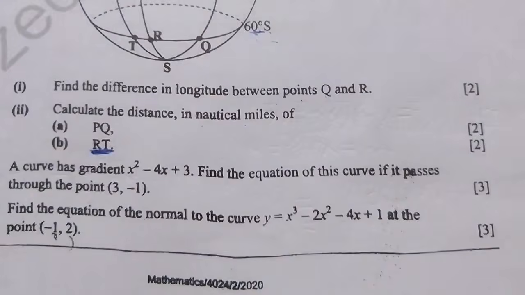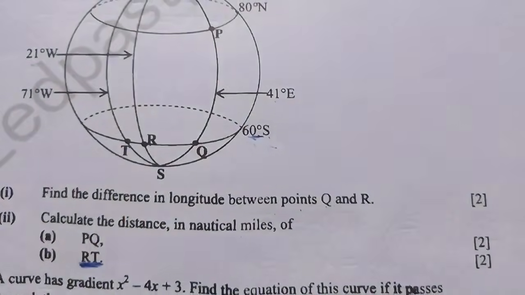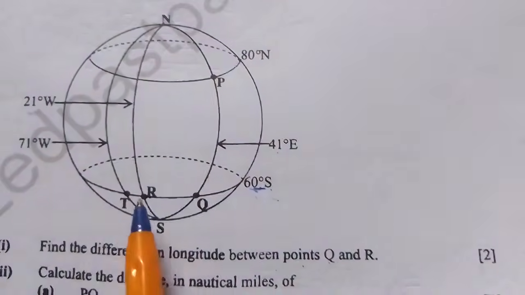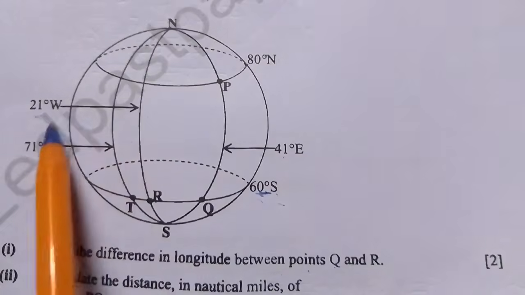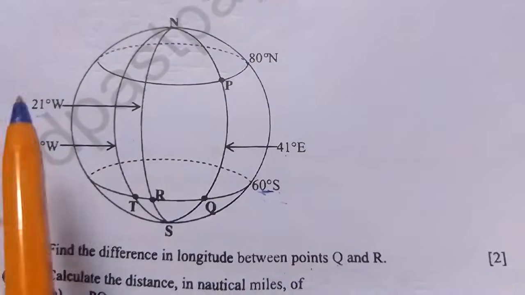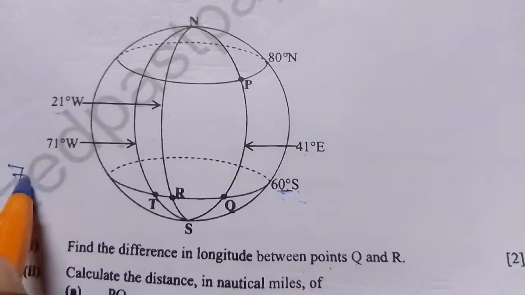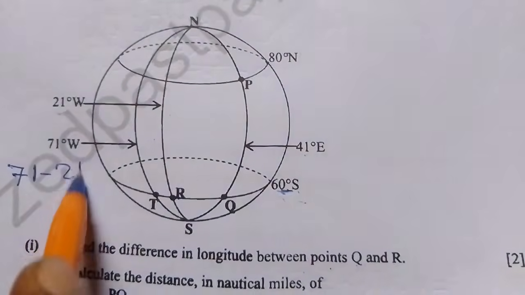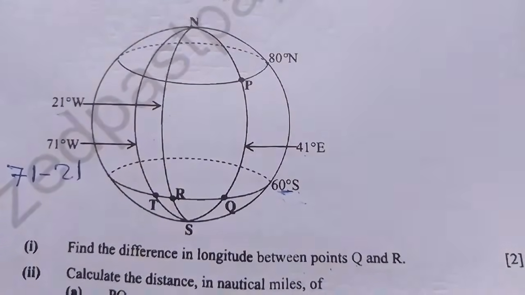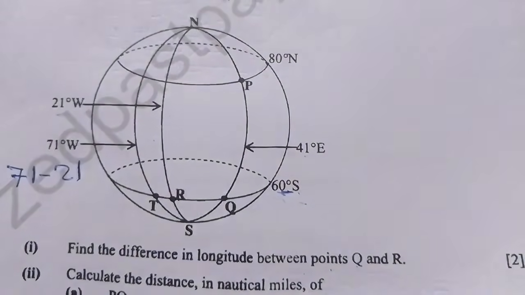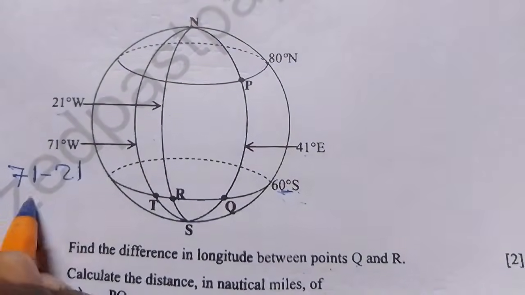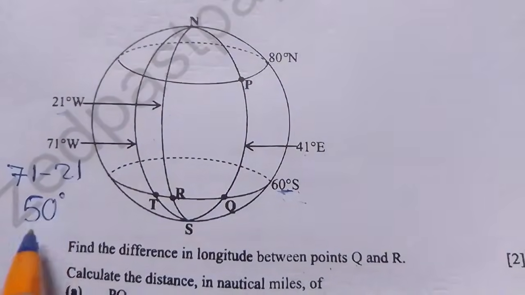So with this one now, what is the theta there? How can you come up with your theta? So this is a difference. I told you the same direction you subtract. So you subtract, you say 71 minus 21. What answer are you going to get? 50 degrees. So that's your theta.